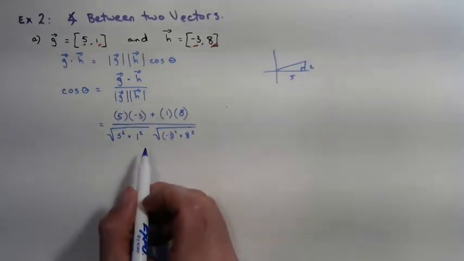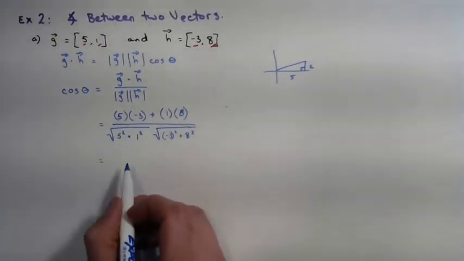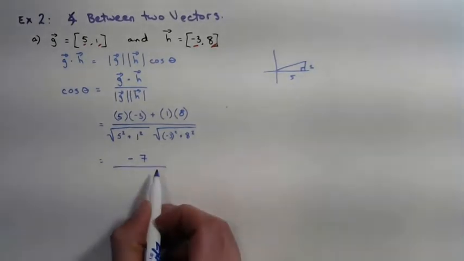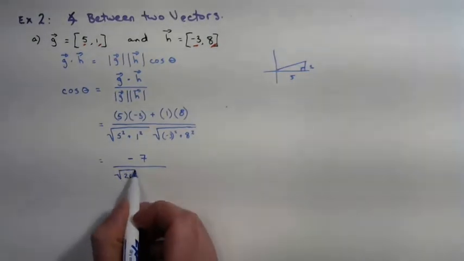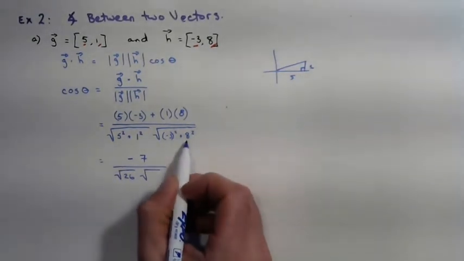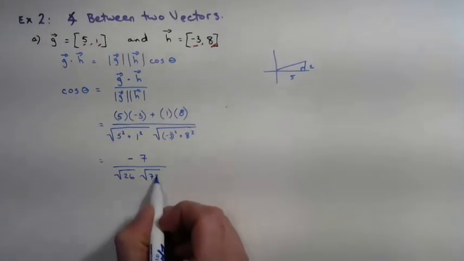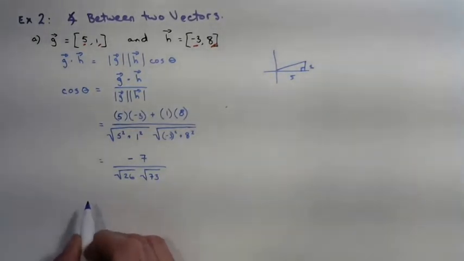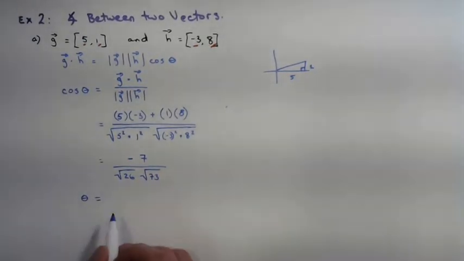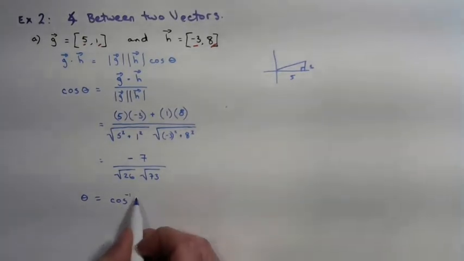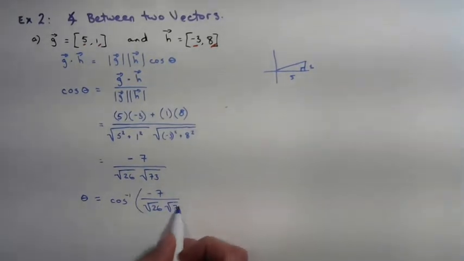All right, I can simplify this before we go any further. So this is -15 plus 8. That's going to be -7 in my numerator. Here I have the square root of 26, square root of 26. Here I have 9 plus 64, which is 73, square root of 73. I'm just going to leave it like that so that I'm dealing with an exact value. But now I know that the measure of angle theta is the inverse cosine of -7 over radical 26 times radical 73.